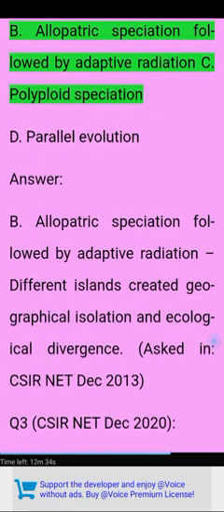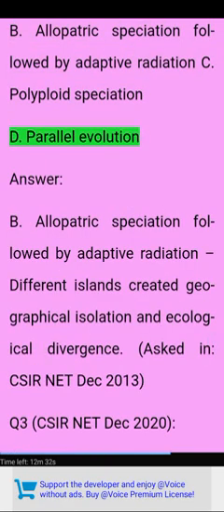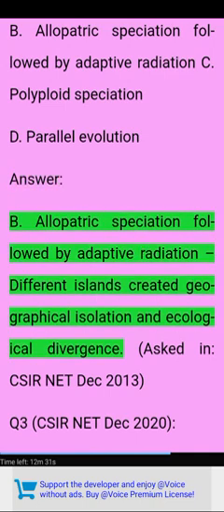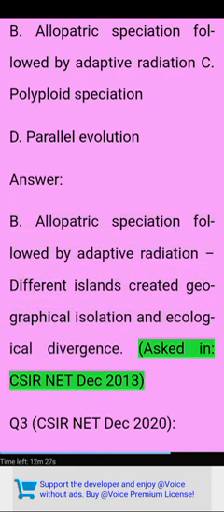B, allopatric speciation followed by adaptive radiation. C, polyploid speciation. D, parallel evolution. Answer: B. Allopatric speciation followed by adaptive radiation. Different islands created geographical isolation and ecological divergence. Asked in CSIR NET December 2013.